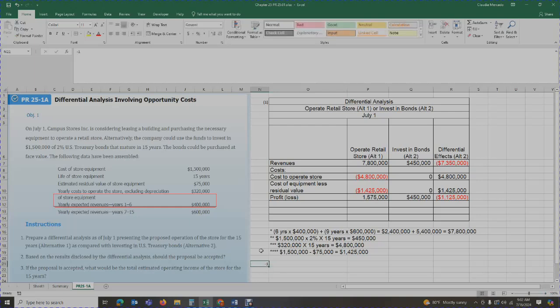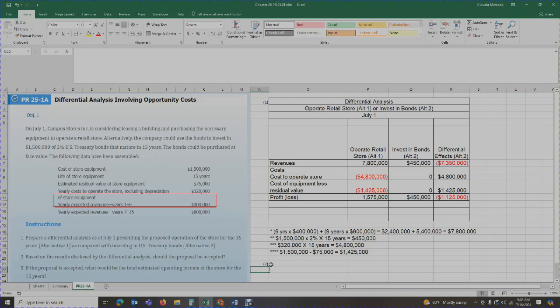Okay. So the proposal is, and this should be it too, should we open up that retail store? Remember it says the campus store is considering leasing a building and purchasing the necessary equipment to operate a retail store. Should they go with the leasing of the building and opening a retail store, or should they just get whatever money they have and invest it in a 2% treasury bond?